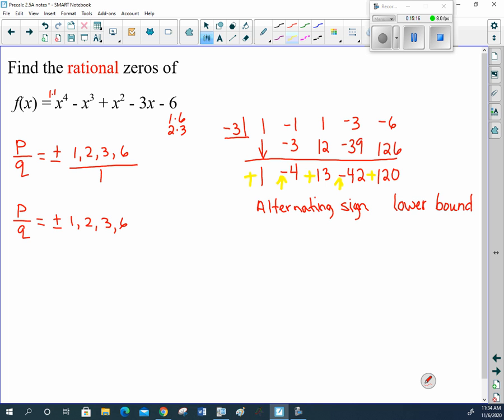Right. Any number smaller than negative 3 is not going to work. So negative 6 is not a good guess. Don't try negative 6. That's not a good guess. Okay. So we know it can't be below negative 3. So what do we want to try for our next number? Negative 1. Okay. So run it through our chart.